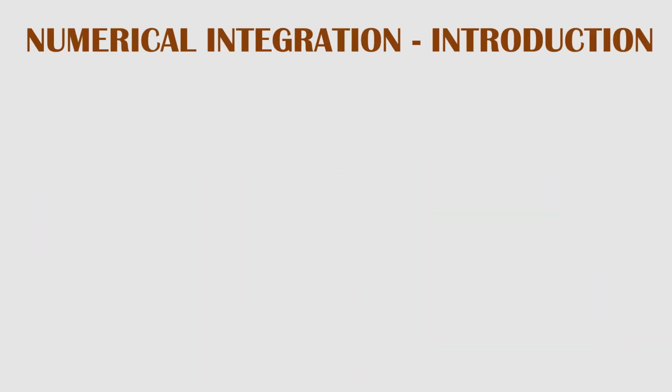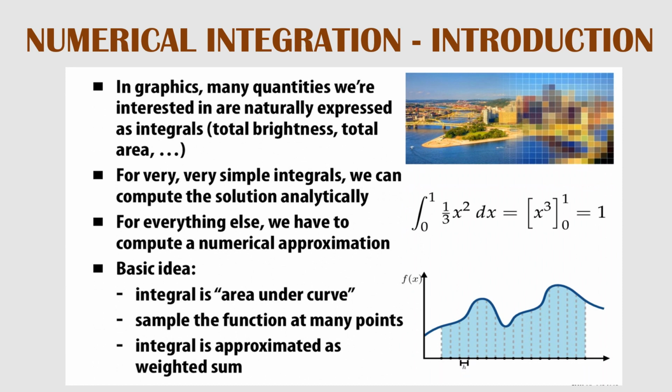Let us see an introduction about numerical integration. In graphics, many quantities we are interested in are naturally expressed as integrals. For example, total brightness, total area. For very simple integrals like integral 0 to 1 of 3x squared dx, we can compute the solution analytically. Here, if we integrate 3x squared dx, that is x cubed, and when you apply the limits between 0 and 1, we will get the answer as 1. For everything else, we have to compute a numerical approximation.